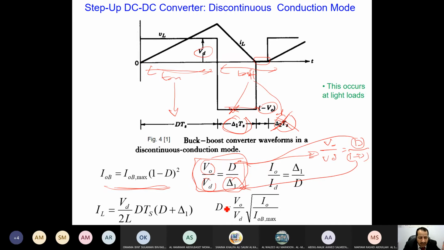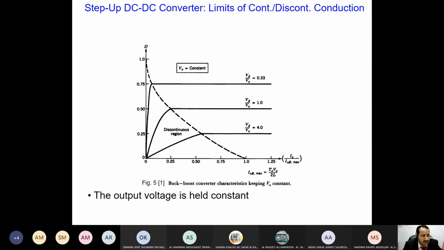I can rearrange to find D for discontinuous mode by combining the two equations, this one and this one. Then I can find the relationship which relates D to the output voltage, the input voltage, and the maximum current. I will use this formula later on in an example at the end of the discussion.